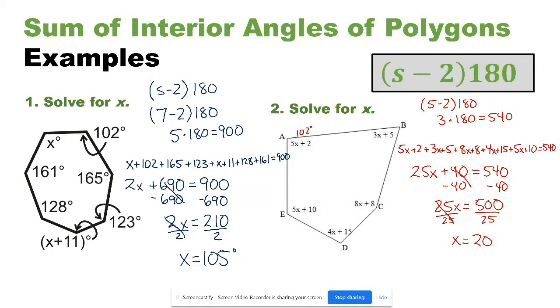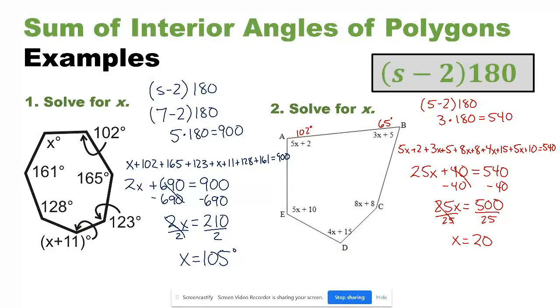For angle B, I plug in the 20. 3 times 20 plus 5 gets me 65. That seems to work. And if you really wanted to check it, you could plug in x for all 5 angles, add them up, and make sure you do indeed get 540 degrees.